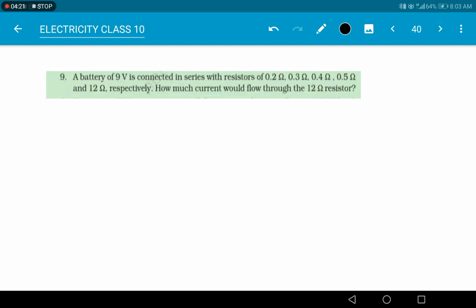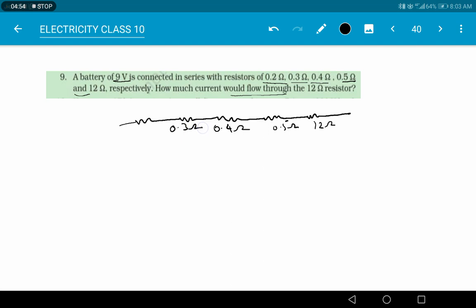Right, next one. A 9 volt battery is connected in series with 0.2, 0.3, 0.4, 0.5 and 12 ohm resistances. How much current would flow through the 12 ohm resistor? So the combination is given as total 5 resistors: 12 ohm, 0.5, 0.4, 0.3, 0.2, connected to a battery of 9 volt. So in which combination? In series combination.